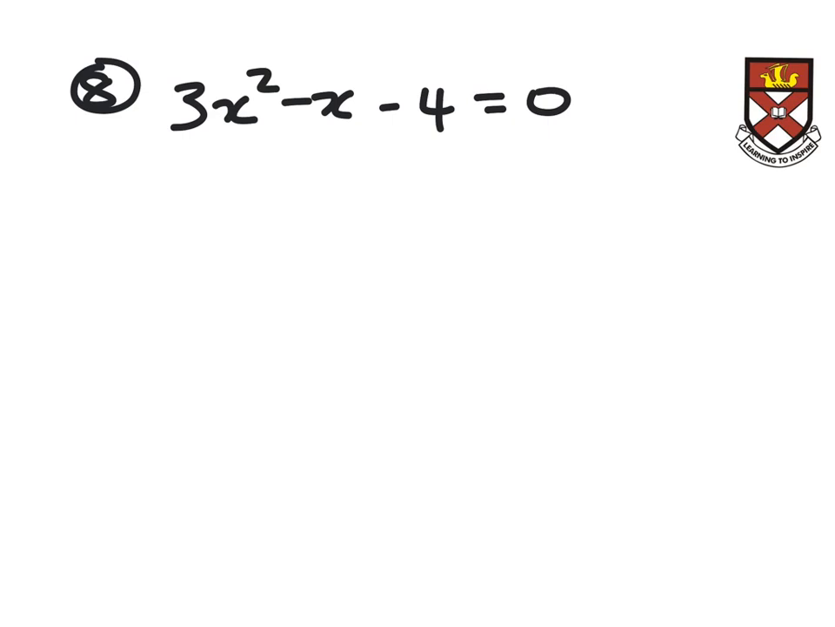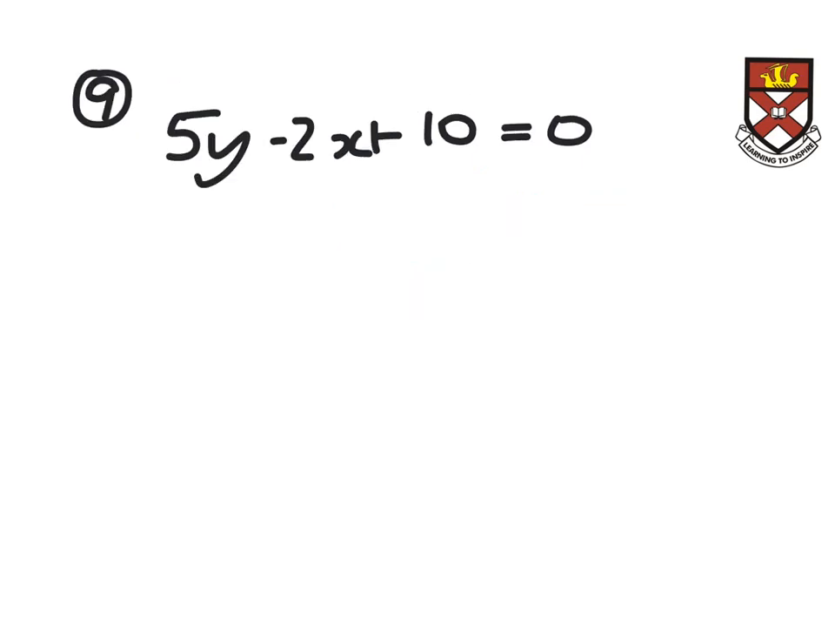Question 8. Now this is the third type of this question in this homework. Question 1, question 5b and question 8 are all very, very similar. Factorise, put it equal to 0, work out the little x's. And finally question 9, we have to work out the gradient of that line.